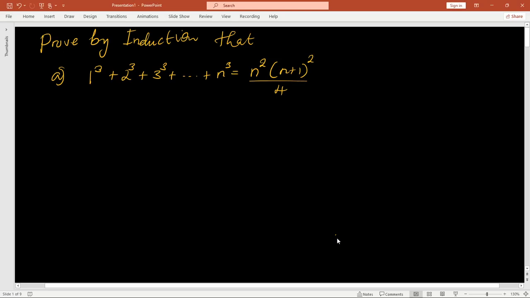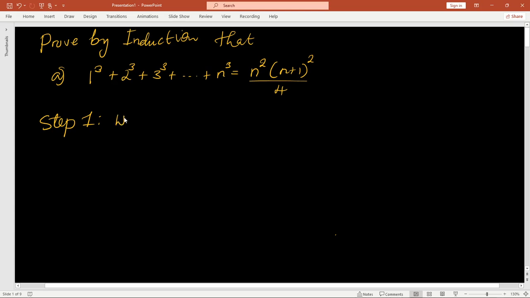This question here says prove by induction that 1 cubed plus 2 cubed plus 3 cubed plus up to n cubed is equal to n squared times (n plus 1) squared divided by 4. So the first step under mathematical induction, we're going to say step 1. Here we need to show that this statement that we have is true for n equal to 1.